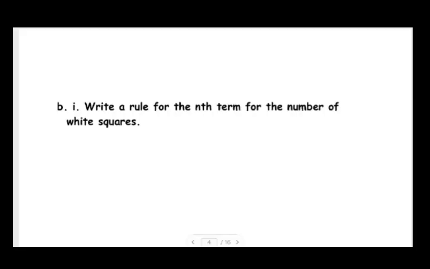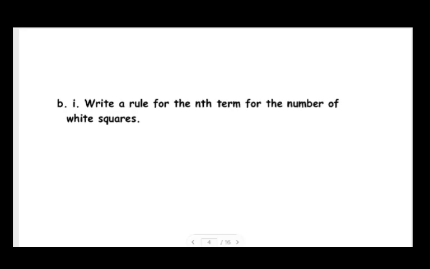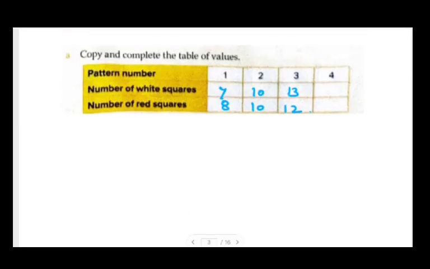Write a rule for the nth term for the number of white squares. Looking at our table, what is the formula that we need to understand? Our first term is 7. That's the formula that we are going to use: Tn is equal to a plus (n minus 1)d.